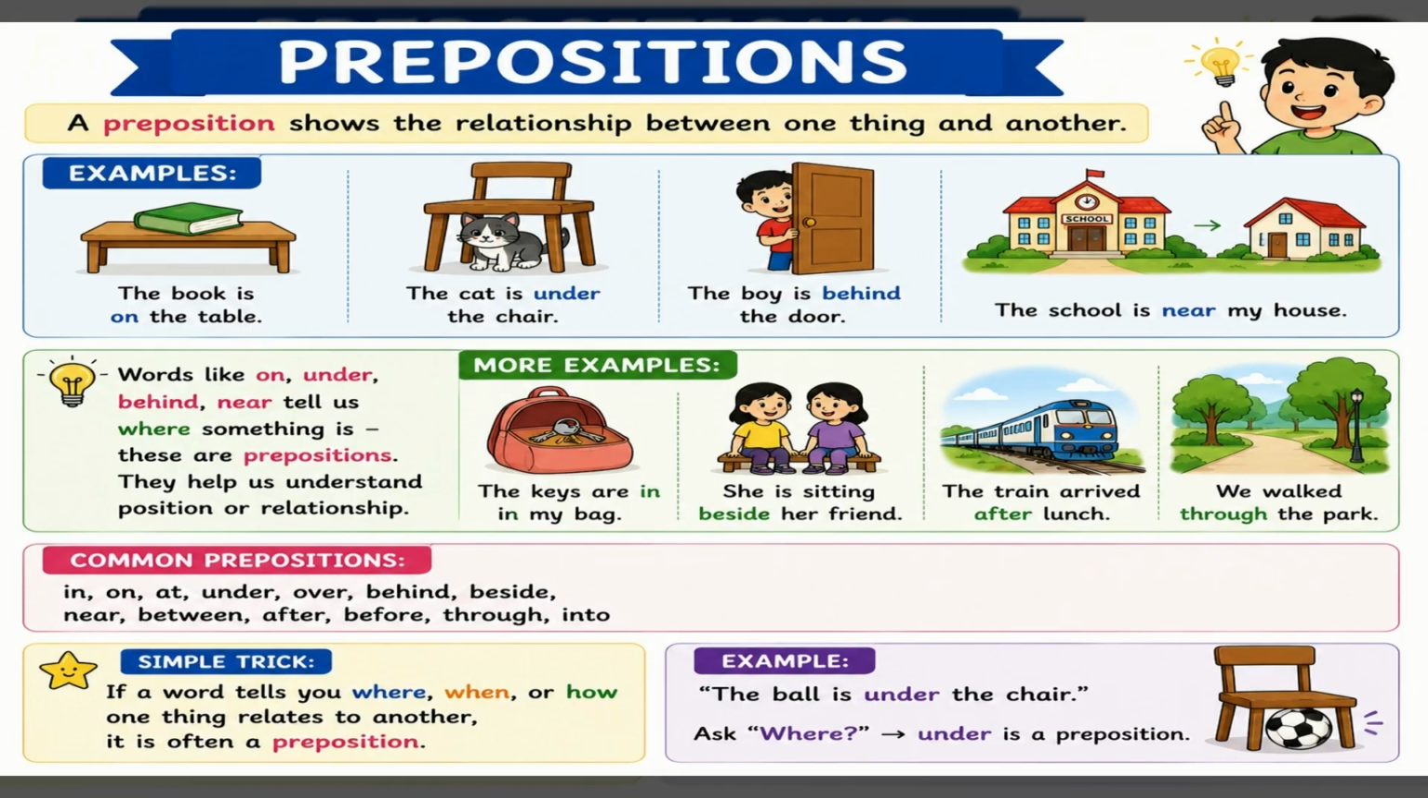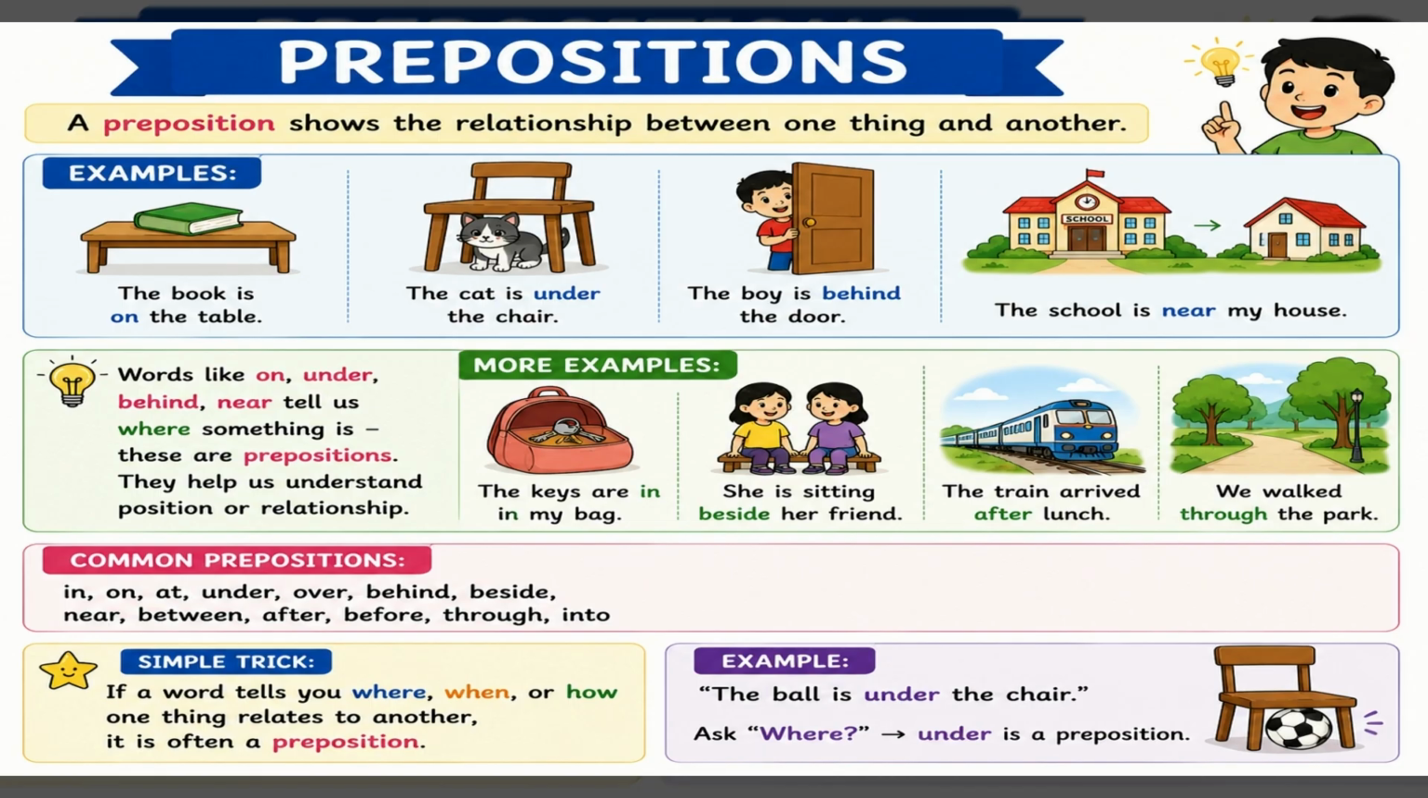The cat is under the chair. Here, under tells us where the cat is in relation to the chair. The boy is behind the door. The word behind shows the position of the boy in relation to the door. And one more, the school is near my house. Here, near tells us the relationship between the school and my house.